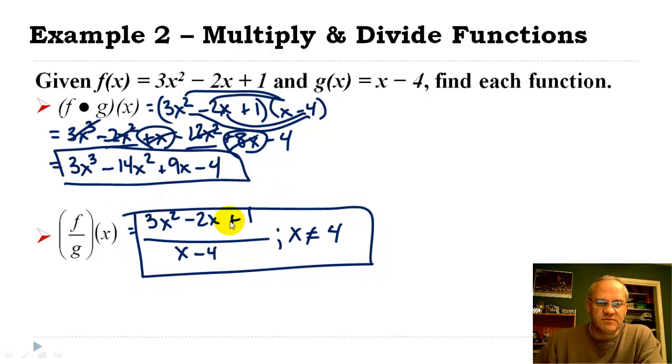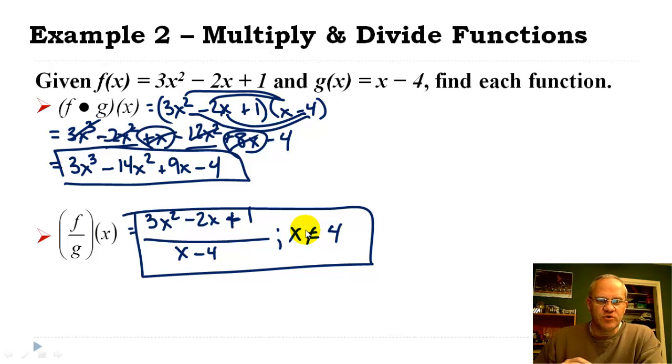Again, as far as the rest of the stuff, this one's actually the easiest one here. We don't actually have to do any work like we did up here. We just write the f over the g and just tell what's excluded. Okay, so that's the first part of this lesson. Shouldn't be too bad. Okay, but wait, there's more.